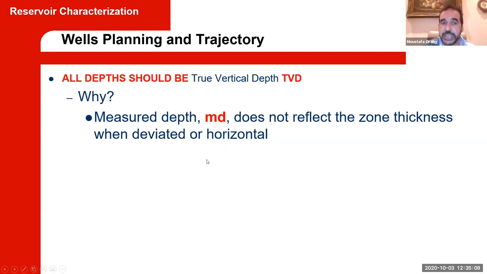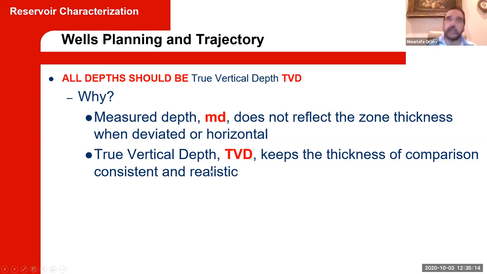Second, true vertical depth gives thickness that is consistent and realistic when you do the correlations and the statistics. Everybody understand that? So the first thing you have to keep in mind when you do any correlations in your reservoir as a reservoir characterization is to put everything on true vertical depth.